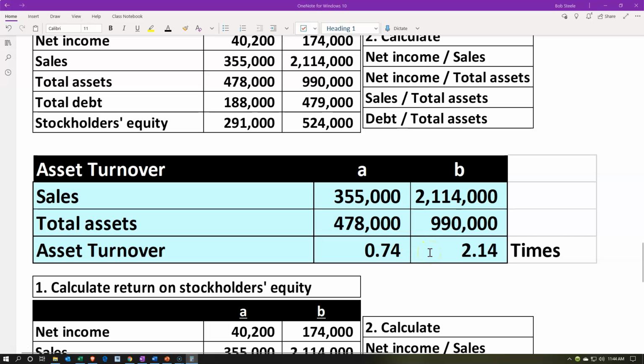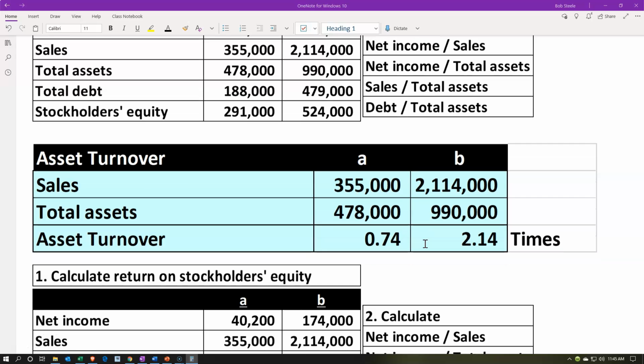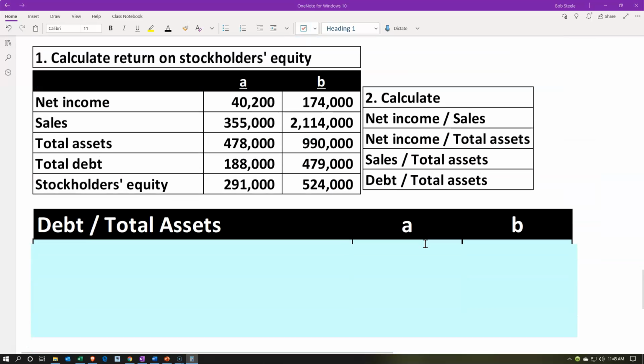And here we have a higher number on B, so B looks like it's doing much better on the asset turnover. Again, we couldn't really know that from just the numbers per se. You might say, well, sales are a lot higher for B, so they must be doing better, but they also have a lot more capital investment in order to generate those higher sales. So the question then is how much sales are they generating with those total assets? And they are doing a better job if you calculate the ratio at the 2.41 versus the 0.74.